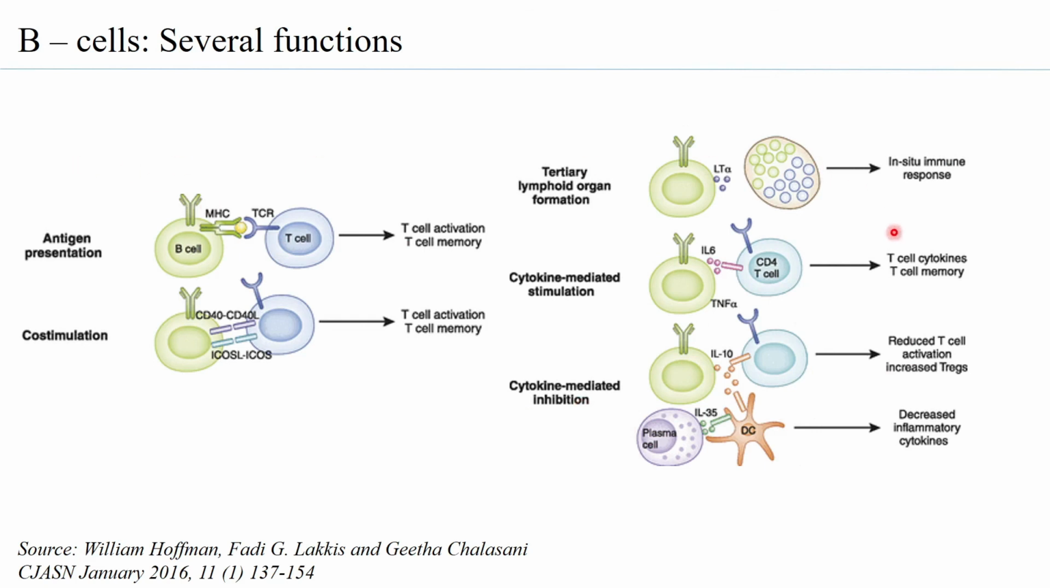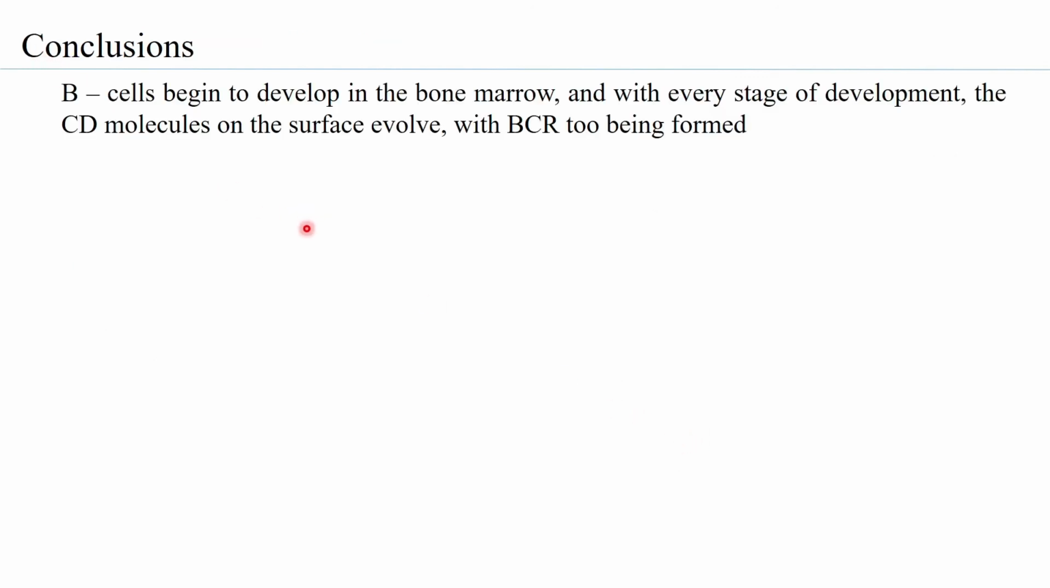So therefore, what one can observe is that other than antibody production, these are the various functionalities with which the B cells are associated in various different conditions. So let us make the conclusions.